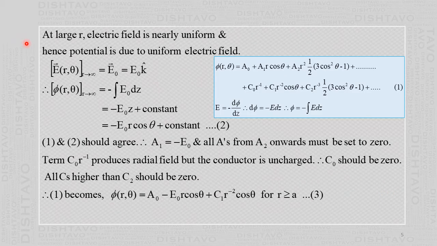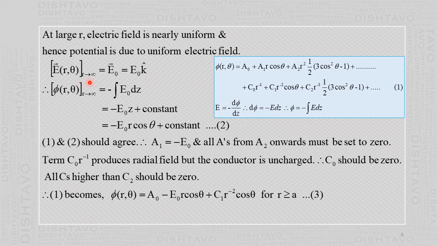Now, as I mentioned in the beginning, when the conducting sphere is kept in an external electric field, the electrostatic field nearby gets distorted, but far away the electric field is uniform. So at larger r the electric field is nearly uniform, and hence the potential is due to this uniform electric field. So what we write here is the electric field E when r tends to infinity.